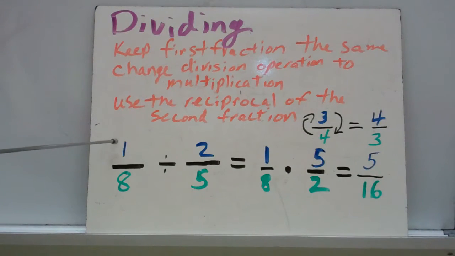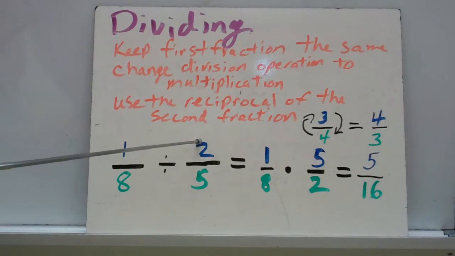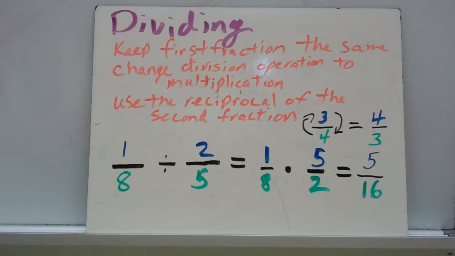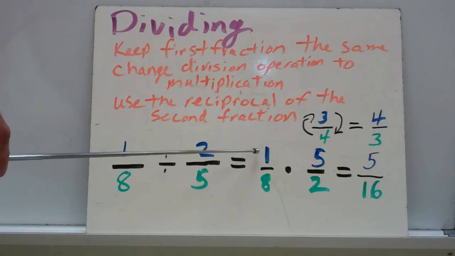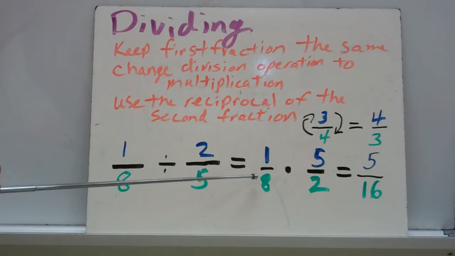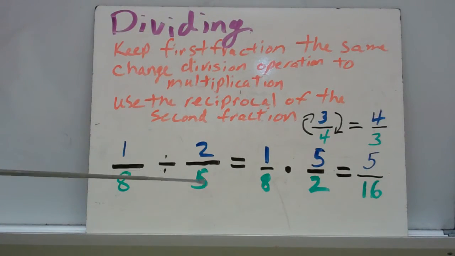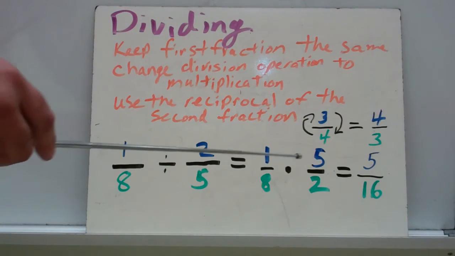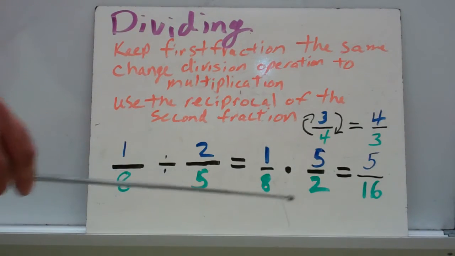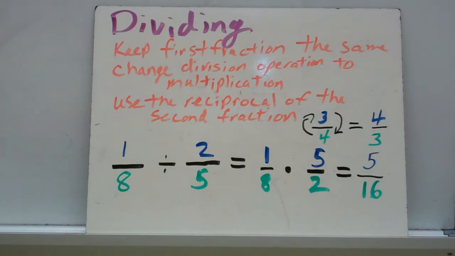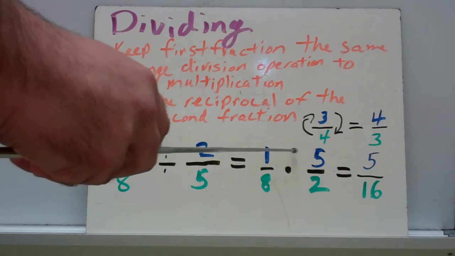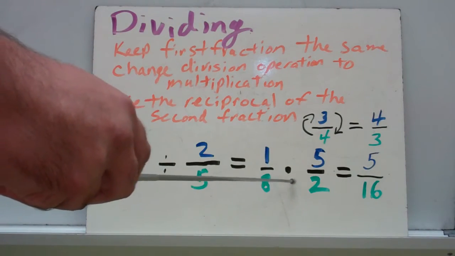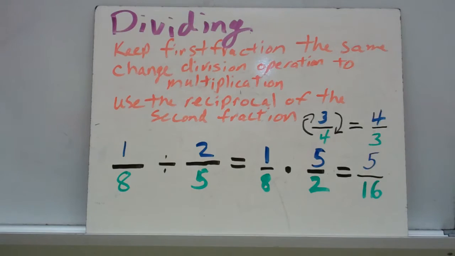So as an example here, there's 1/8, and that is being divided by 2/5. So we're going to keep the first fraction the same, 1/8, change the division operation to multiplication, and then find the reciprocal of 2/5, which ends up being 5 over 2. Then we would multiply out. 1 times 5 is 5, 8 times 2 is 16, and we would get 5/16.